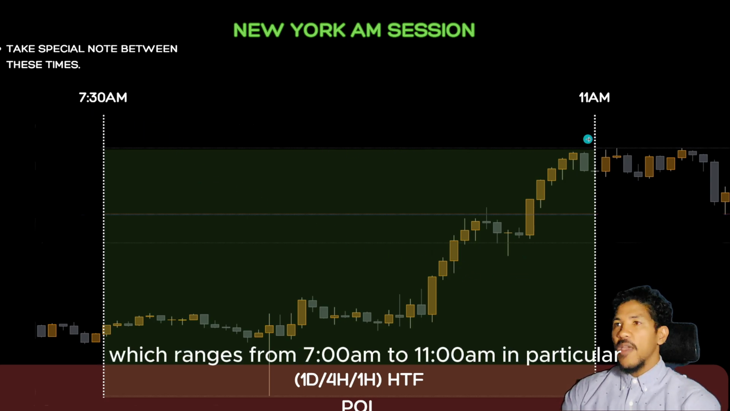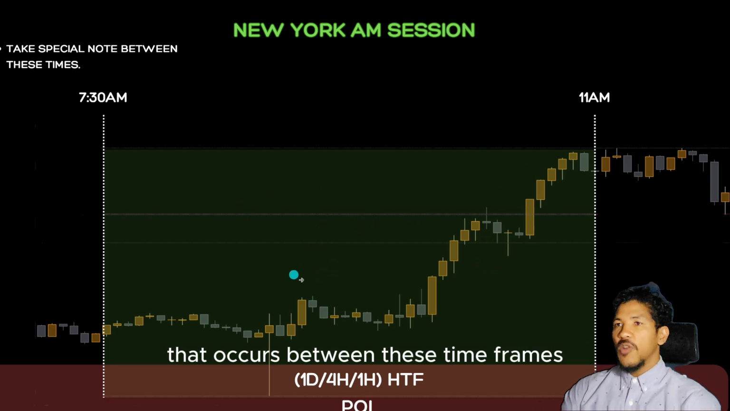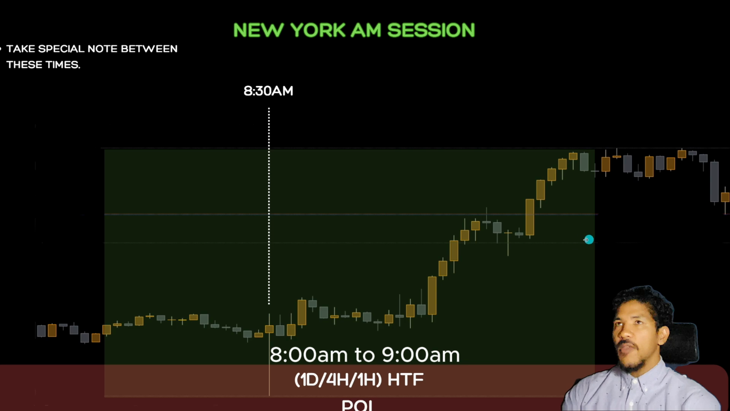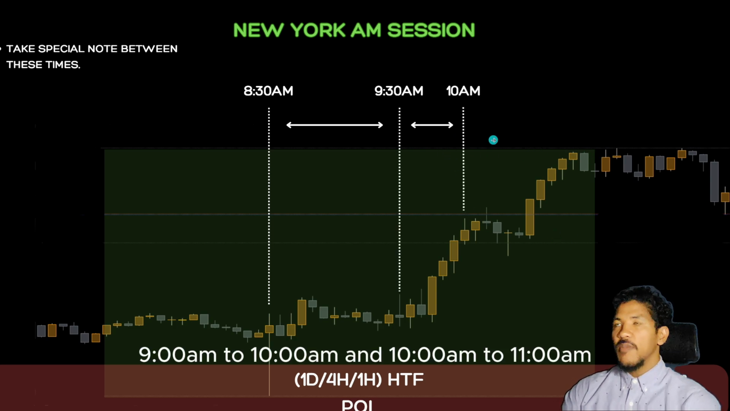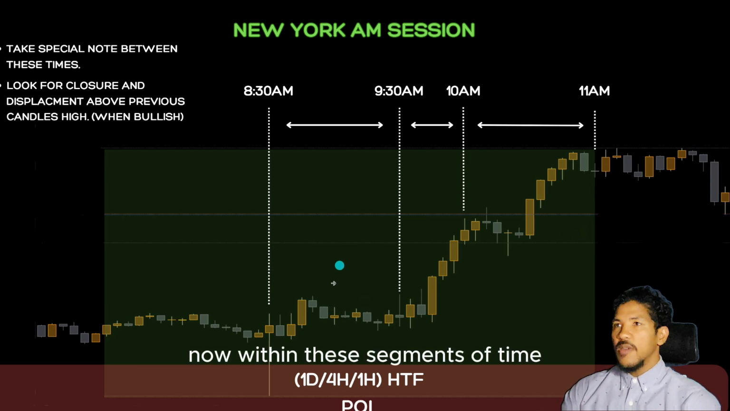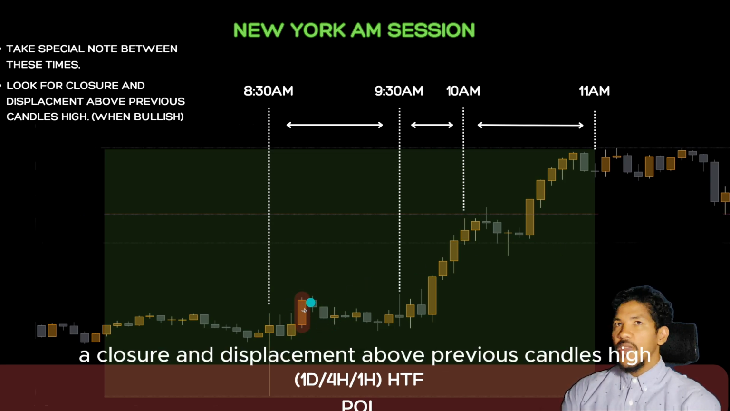Let's take, for example, the New York's AM session, which ranges from 7:30 a.m. to 11 a.m. In particular, within these hours, you want to note price action that occurs between these time frames: 8:30 a.m. to 9:30 a.m., 9:30 a.m. to 10 a.m., and 10 a.m. to 11 a.m.